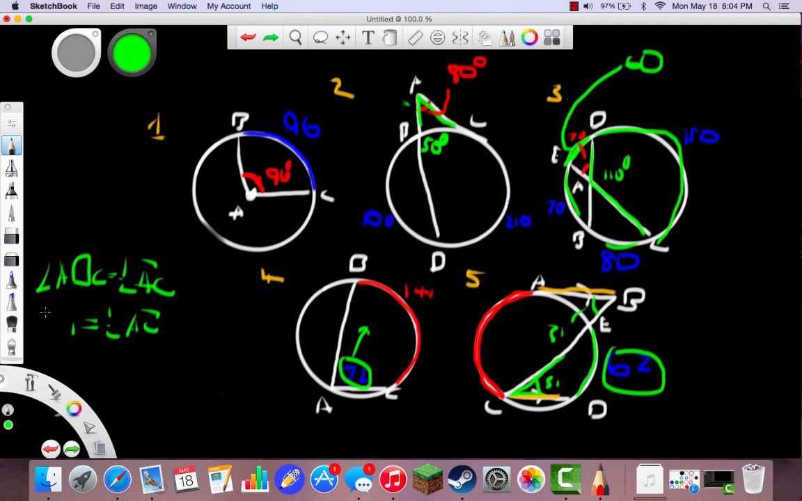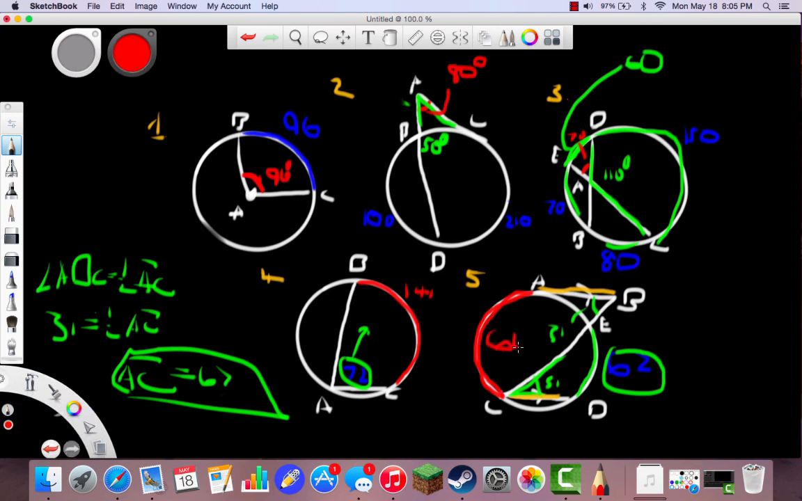So 31 equals half of AC. To find AC, we just have to multiply again. So AC would be 62 degrees, which really ended up being the exact same as this one over here, which I did not know until now because I'm smart like that. Wait, did I say 62? Yeah, 62 degrees, because 31 times 2 is 62. So that's how you do those.